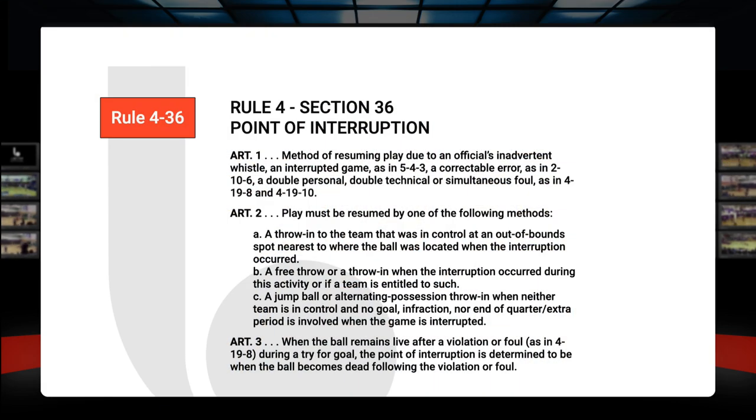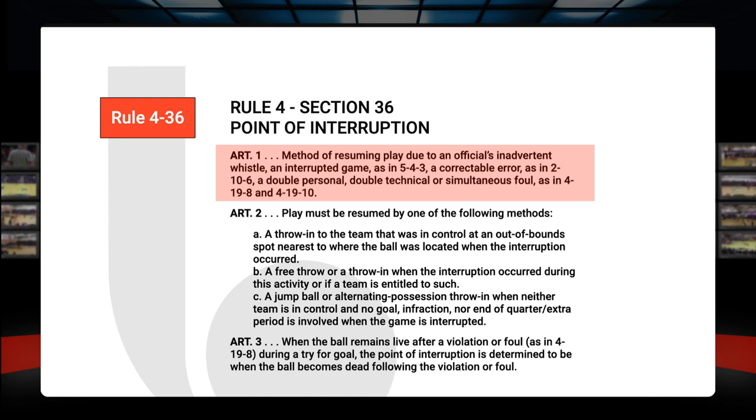Let's quickly check Rule 4-36. If we look at Article 1, method of resuming, a point of interruption is a method of resuming play due to an official's inadvertent whistle, an interrupted game, as in 5-4-3, a correctable error, as in 2-10-6, a double personal, double technical, or simultaneous foul, right? So we have an inadvertent whistle. An interrupted game might be a small child runs onto the floor and the officials stop the game.